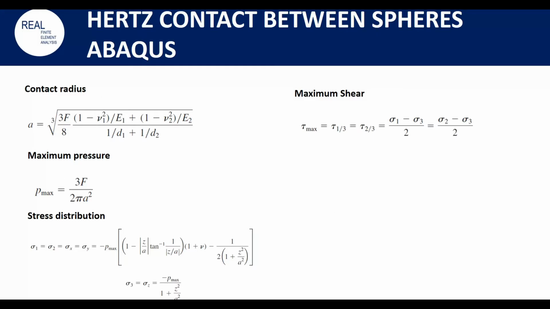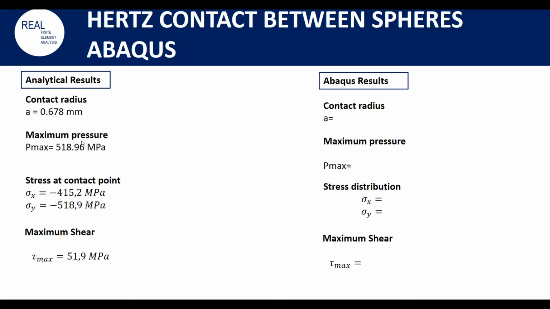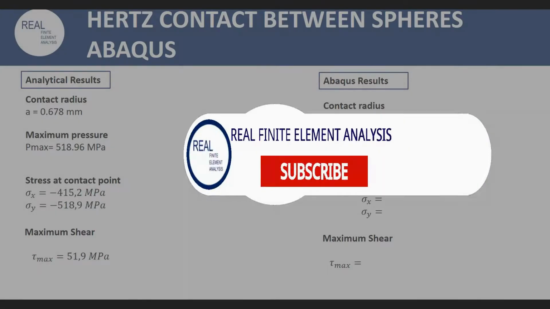So we get all the results with an Excel spreadsheet, and we got all this. This is the contact radius, maximum pressure, stresses. Okay, so what we are going to do now is just go to Abaqus and get the same results to check if they are very similar or not. Let's see.